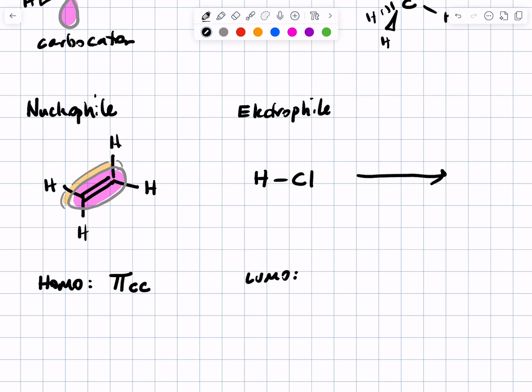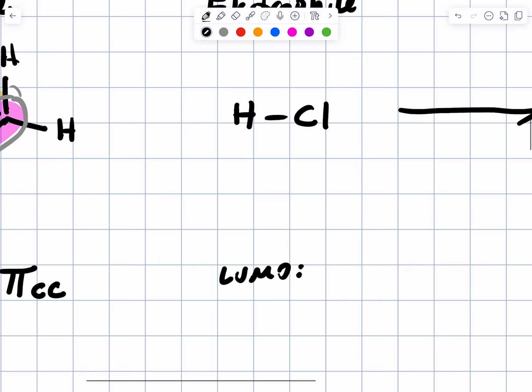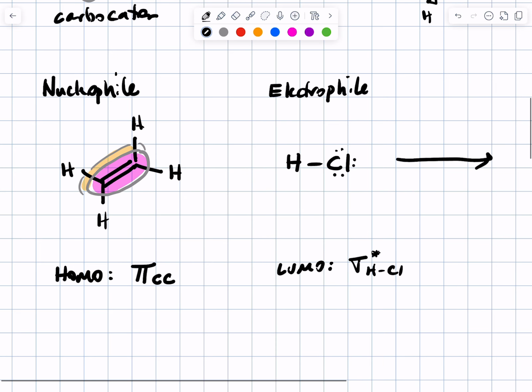There's a hydrogen chloride bonding sigma orbital and a corresponding hydrogen chlorine sigma star antibonding orbital. There's no other empty orbitals. There are 3 lone pairs on the chlorine. We don't care though, because this is the electrophile, and all we care about for the electrophile is the LUMO.